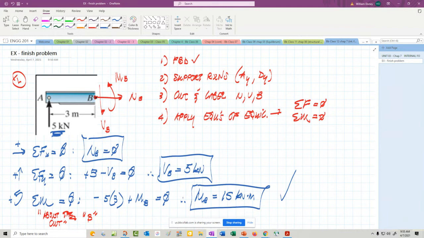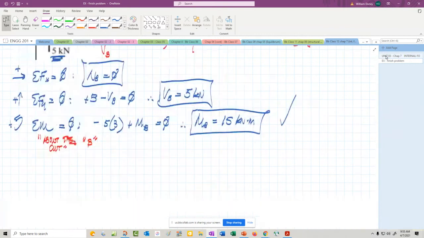Now we know exactly what's happening at point B. We can design this beam member or the structure to make sure it can withstand 5 kilonewtons of shear and 15 kilonewton meters of moment, or bending moment, internally. And that's really as simple as it is.